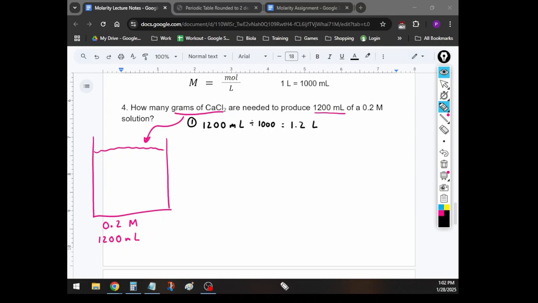All right, so that's step 1. Step 2 is we're going to have to use the molarity formula. So let's write down the molarity formula. Molarity equals moles divided by liters. Okay, so step 2 is molarity is moles divided by liters.